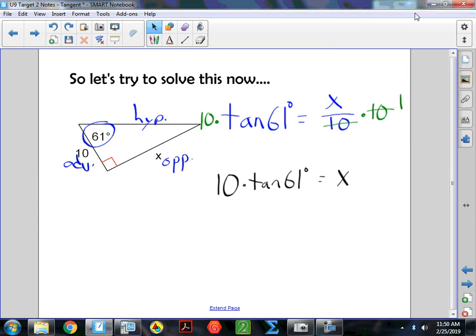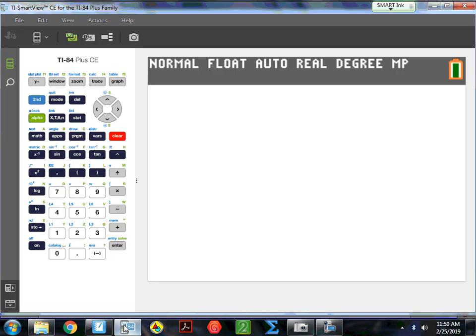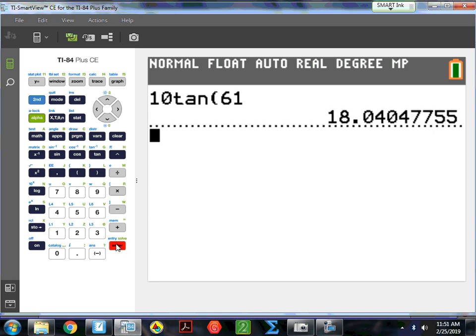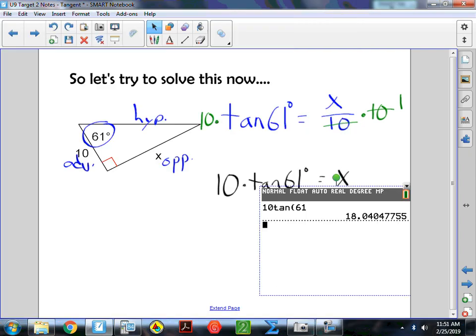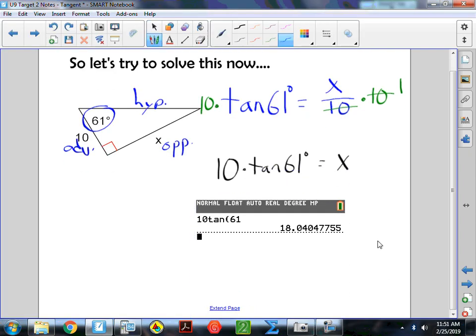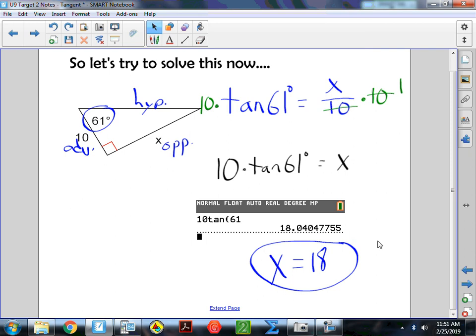So 10 times tangent 61. You can just hit 10 tangent. You don't have to hit times tangent 61. And I get 18.04. And so x is going to equal 18. We usually have been rounding to the nearest tenth, so about 18.0 or 18 units.